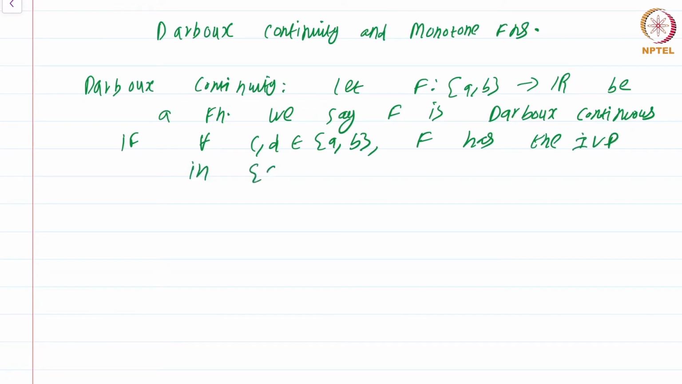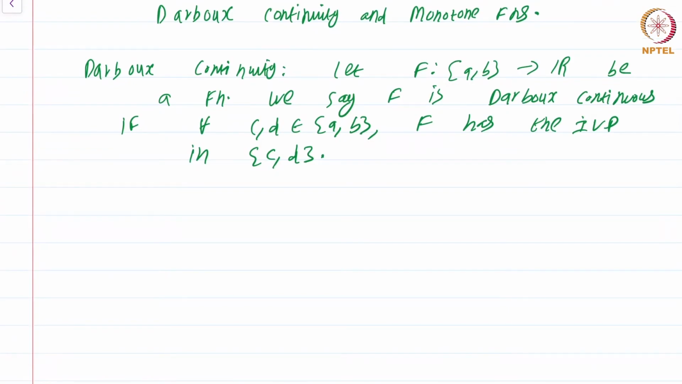That means if you take two points c and d in [a, b], look at f of c and f of d, assume for concreteness that f of c is less than f of d, then all values in between f of c and f of d will be taken by f as you go along the interval [c, d]. Okay, so we already know that a continuous function is automatically Darboux continuous. We have just proved that.